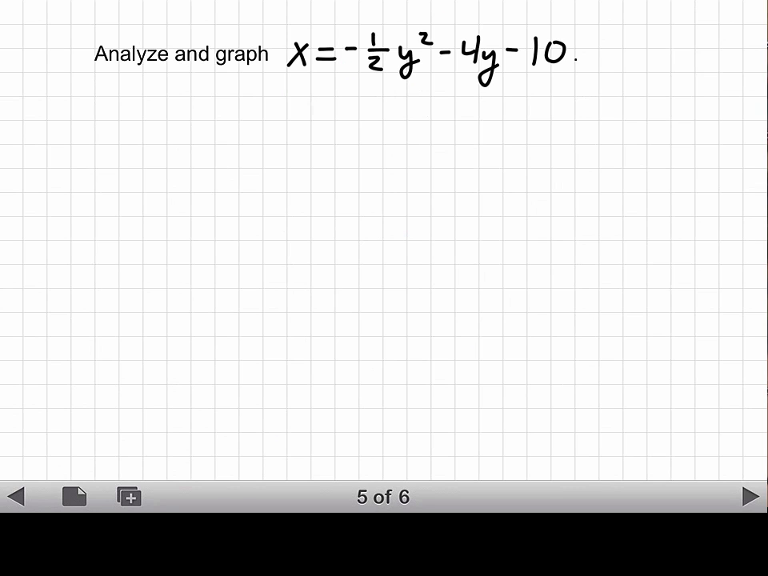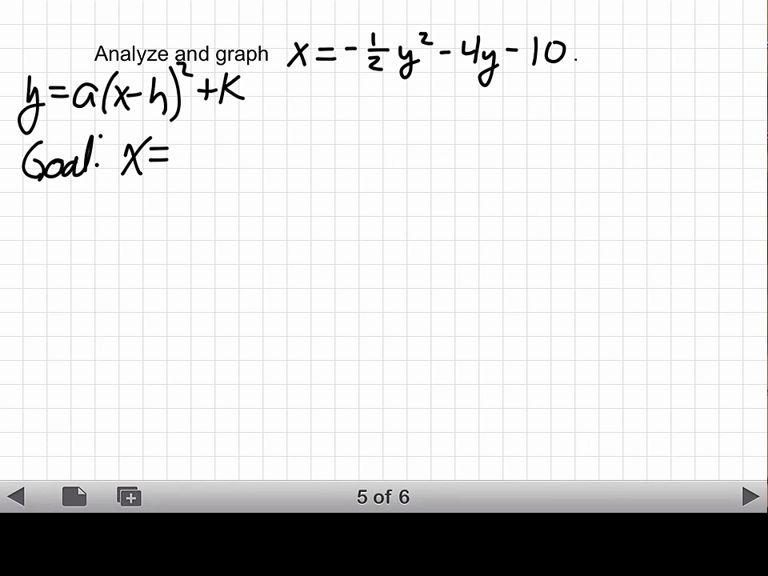In the last example, we had the equation in the form y equals a times the quantity of x minus h squared plus k. This time, I want the equation in a similar form, but since x and y are changing roles, h and k will change places as well. Let's make our goal to get this equation to be in the form x is equal to a times the quantity of y minus k squared plus h.